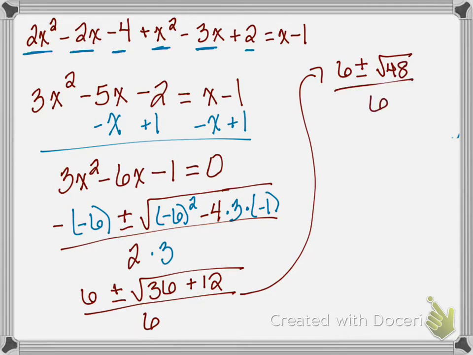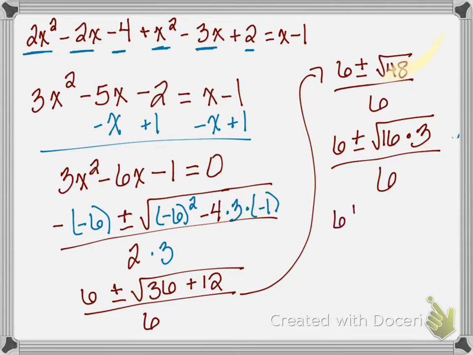Now I'm hoping by now you have started to remember that that 48 can be broken down into a perfect square. And we have broken it down lots and lots of times. So remember, the square root of 48 breaks down to 16 times 3. It does break down to 4 times 12, but 4 is not the largest perfect square. 16 is the largest perfect square. So now I have 6 plus or minus. I'm going to simplify the square root of 16. The square root of 16 is 4, so I'm bringing that to the outside. So I've got 4 root 3 over 6.